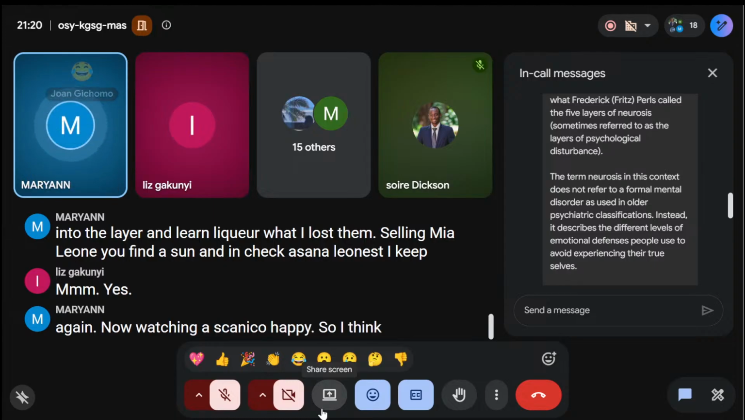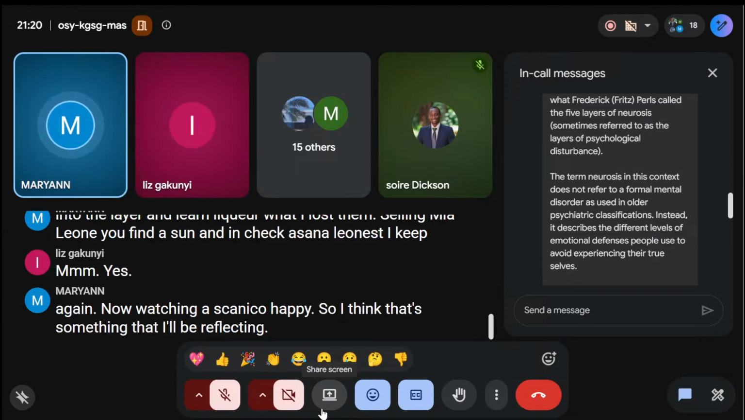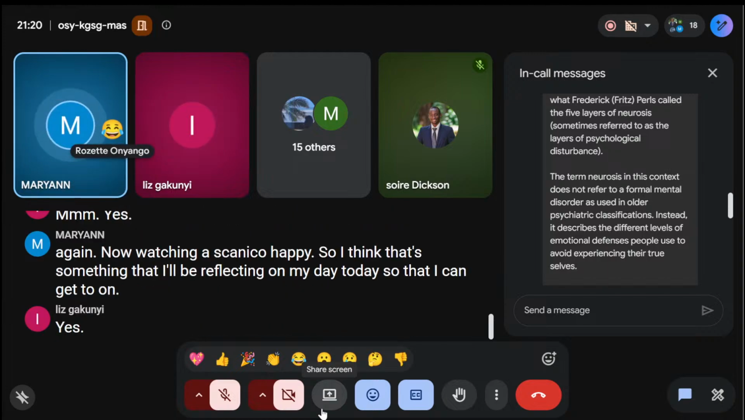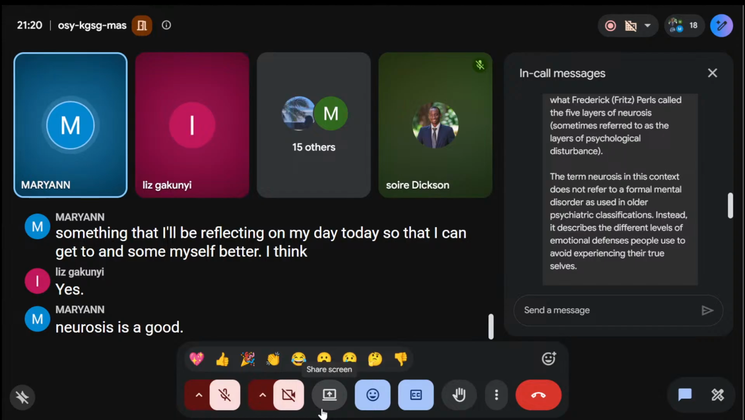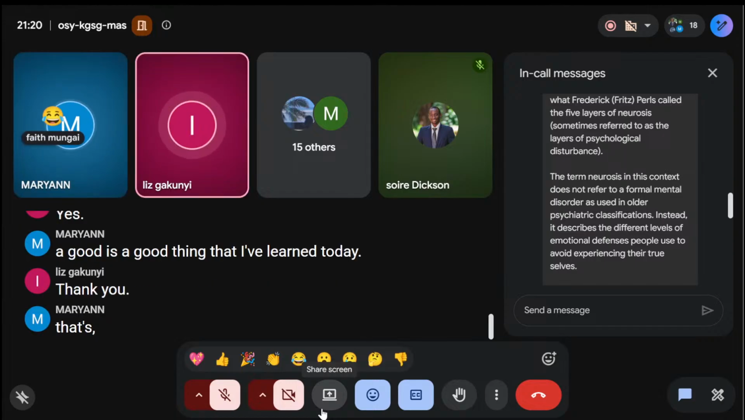So I think that's something that I'll be reflecting on in my day to day so that I can understand myself better. I think neurosis is a good thing that I've learned today. Thank you.